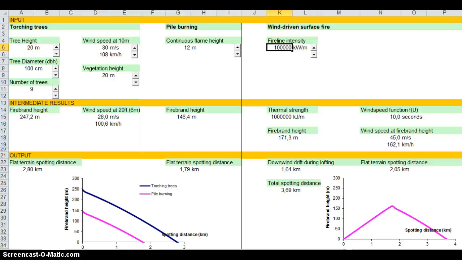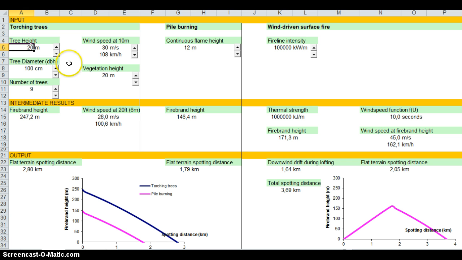We will now look at spotting. Spotting can be caused by different sources: torching trees, piles of slash burning, and wind-driven surface fires. So there are different models that will try to understand what are the processes involved with these three different types of sources.